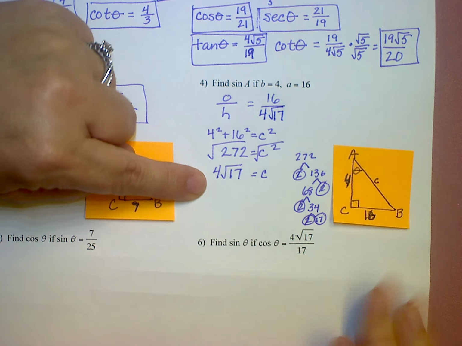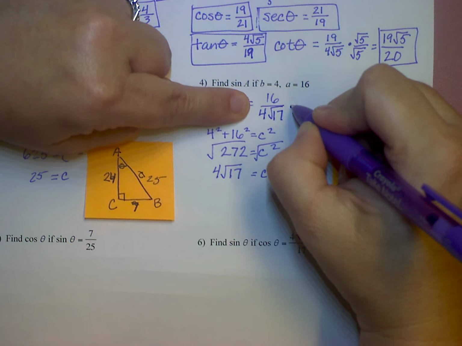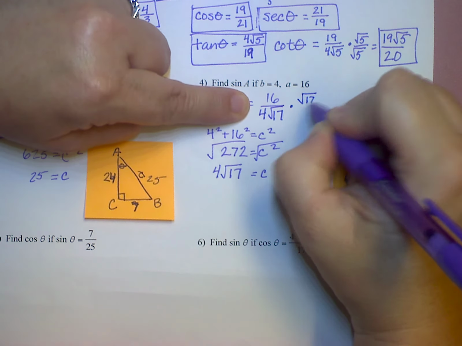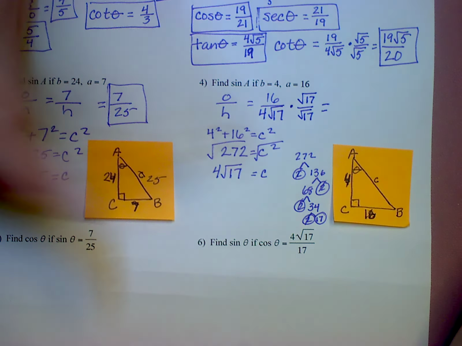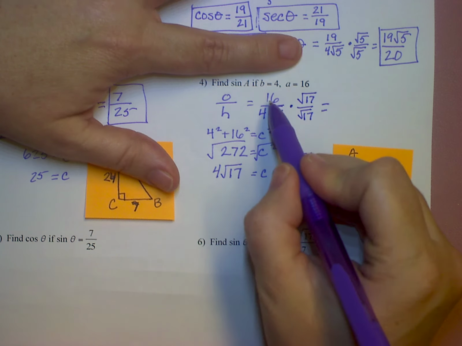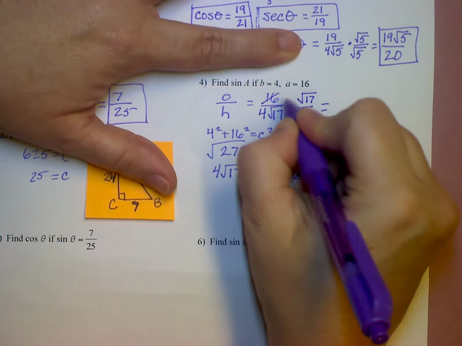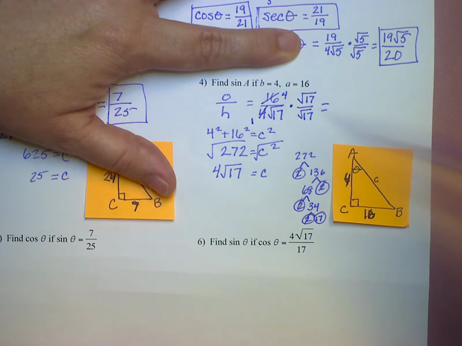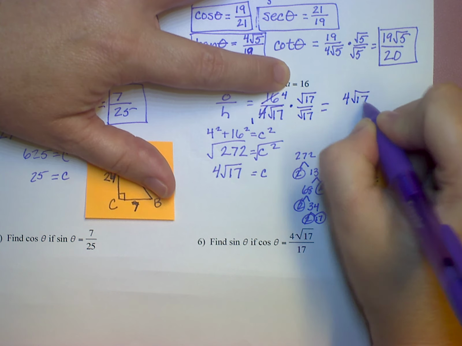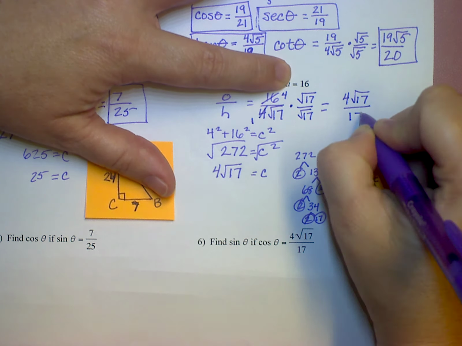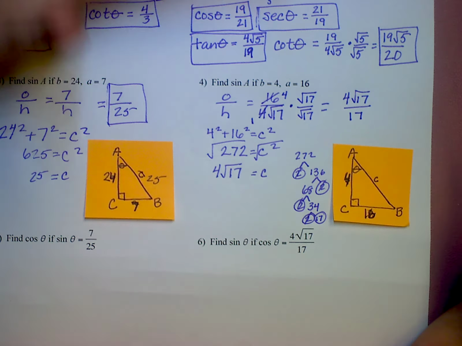Now, if that wasn't a radical, that would be my answer. But since it is a radical, I got to multiply by rad 17 over rad 17. And let's see what we get. Actually, before I multiply, can I reduce 16 over 4? That becomes 4 and 1, doesn't it? That'll make things a little bit easier. So on the top, I have 4 radical 17. And what do I have on the bottom? 17. Because it's radical 17 squared.